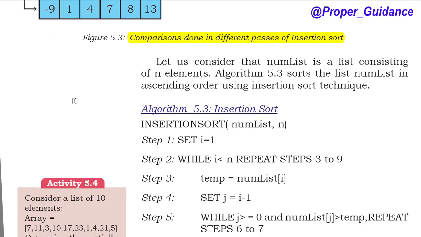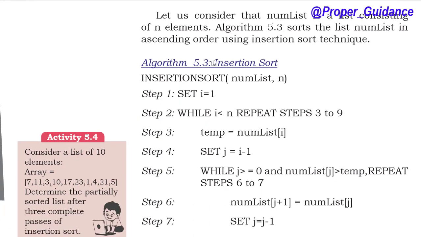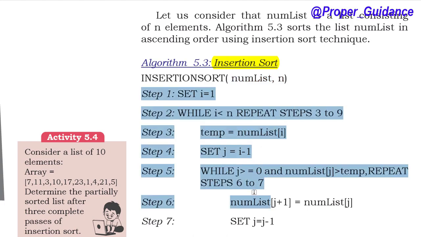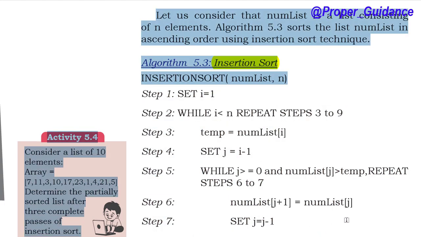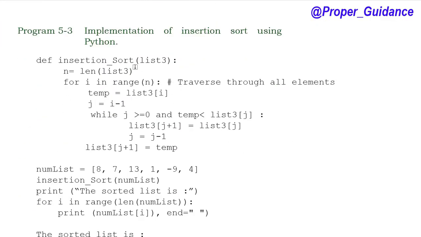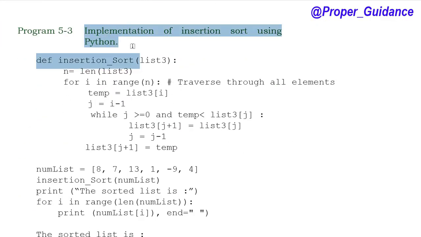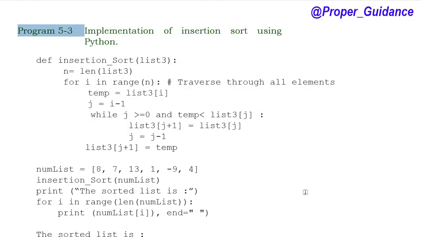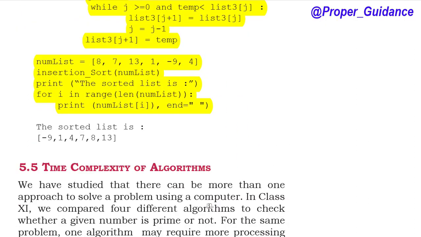Let us consider that num list is a list consisting of n elements, and the algorithm is here for insertion sort. Same thing, go through it step by step. If any problem arises, let me know. And the implementation of insertion sort using Python is here, along with the output.